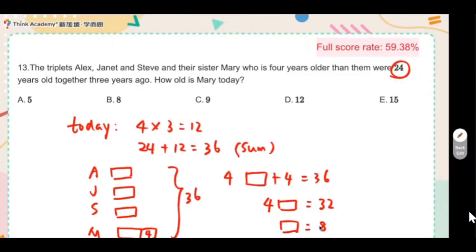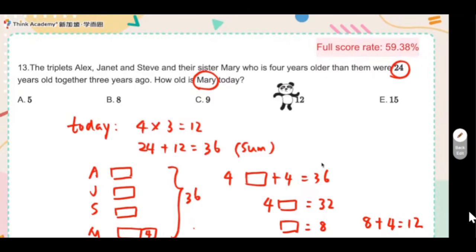Yes, that will be 8. So is this our final answer? No, be careful. How old is Mary today? So for Mary, it will be 1 bar plus 4, right? So her age will be 8 plus 4 equals 12. So the answer here should be D.